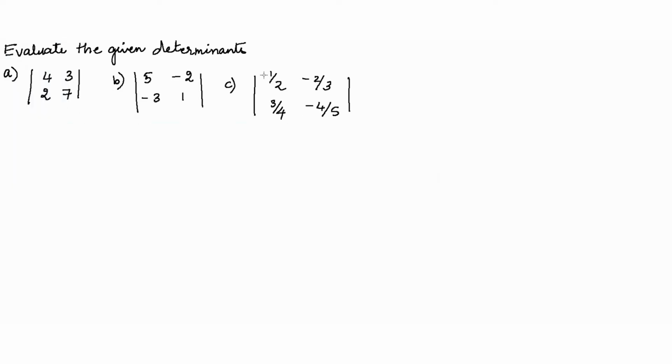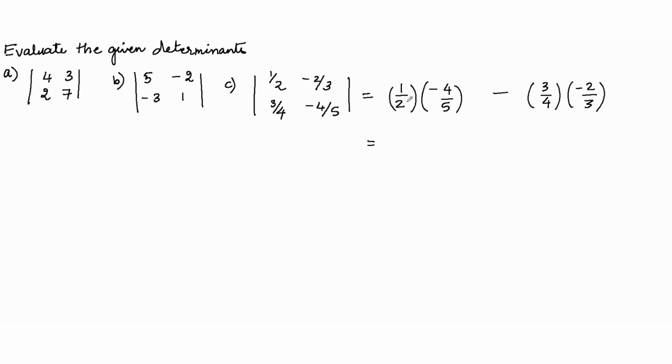Now let's take a look at the third determinant. The third determinant can be written as, again take the leading diagonal and multiply. So half into minus 4 by 5. Then take the other two elements and multiply, that is 3 by 4 multiplied by minus 2 by 3, and have a negative sign in between because you are subtracting. Okay, time to simplify this.